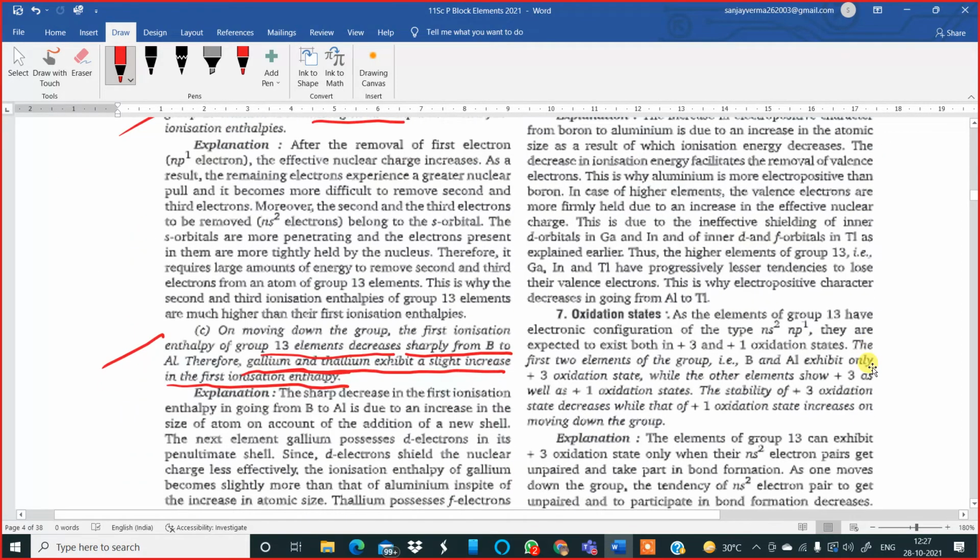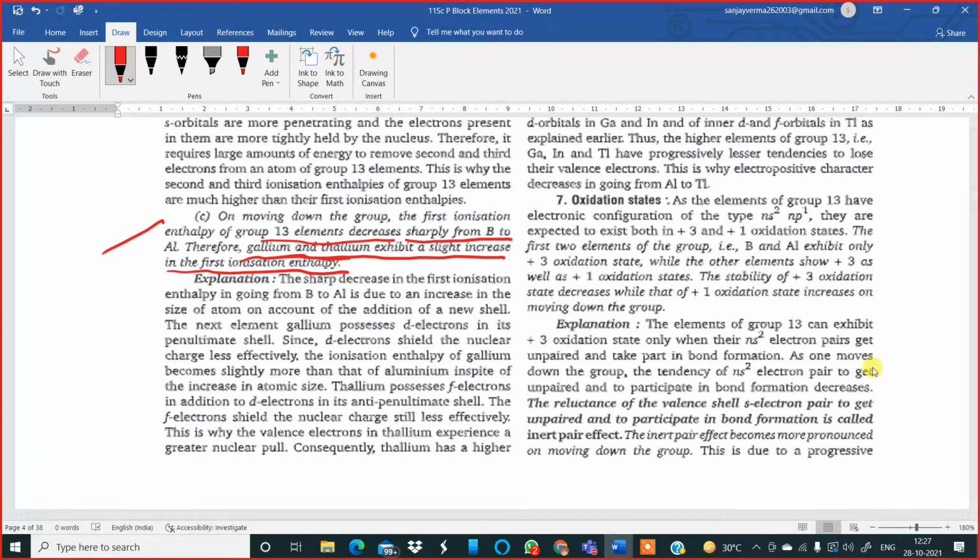Then moving to the oxidation states. As the elements of group 13 have electronic configuration ns2 np1, their group oxidation state is +3. They are expected to exist both in +3 and +1 oxidation states in the compounds. The first two elements of the group, that is boron and aluminum, exhibit only +3 oxidation state, while the other elements will show even +1 oxidation state. The stability of +3 oxidation state decreases while that of +1 increases on moving down the group.